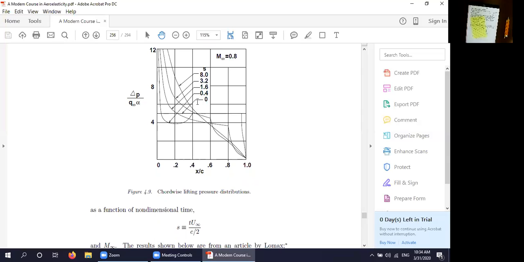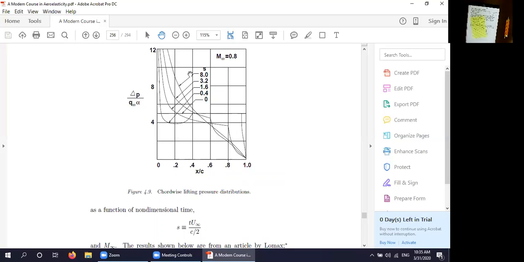Here's a curve for time 0, and at time 0, again, it's piston theory, right? And piston theory says the pressure distribution should be constant along the chord. On the other hand, if you get to a very large time, the largest time we have is 8, the pressure distribution has a relatively high value near the leading edge, and then it drops down, and eventually goes to 0 at the trailing edge.